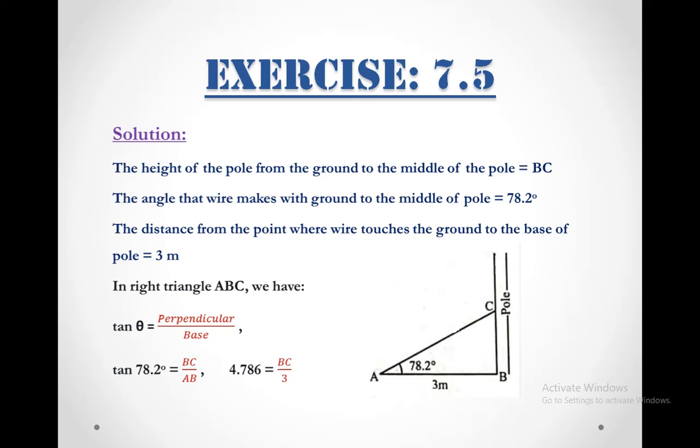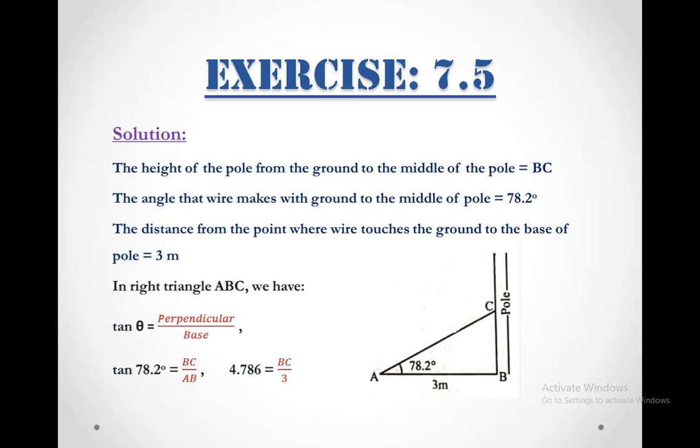The distance from the point where the wire touches the ground to the base of the pole is equal to 3 meters. Viewers, this is the information given in the statement. We must write these statements at the start of our solution, and remember that a diagram is very necessary in such questions. If any student provides a solution without a diagram, the examiner won't consider that solution or provide any marks.